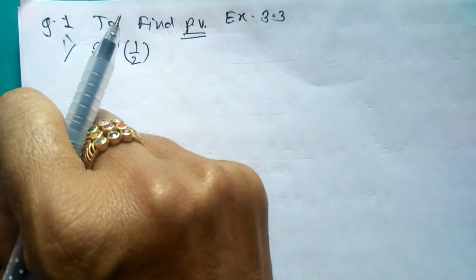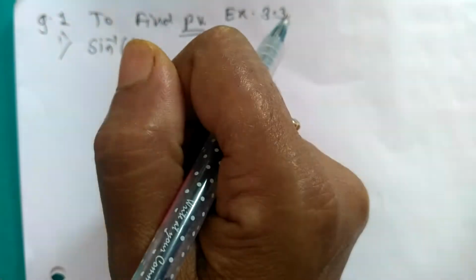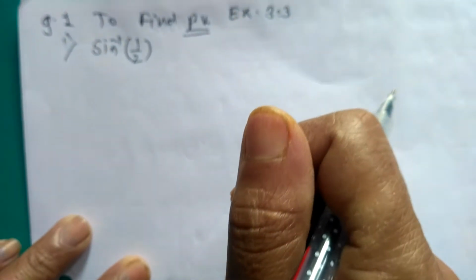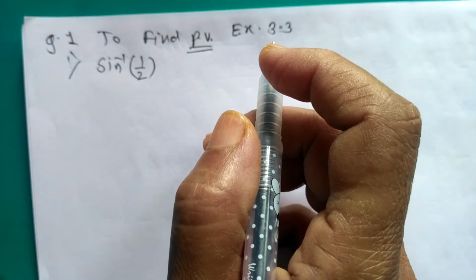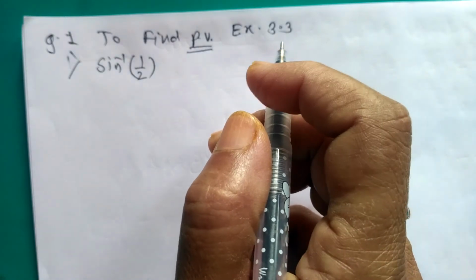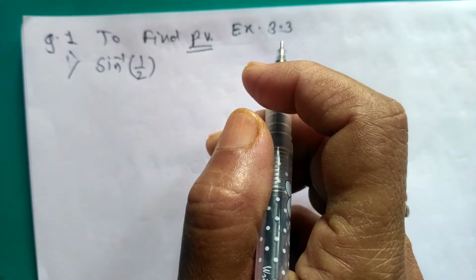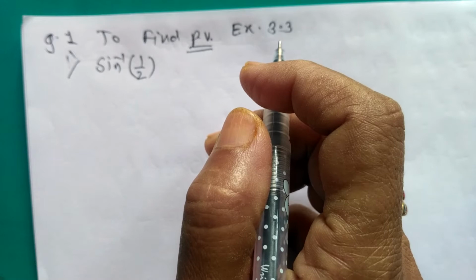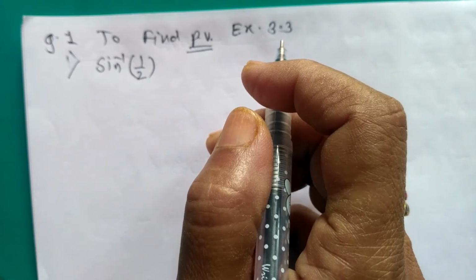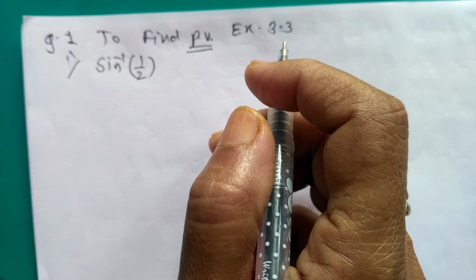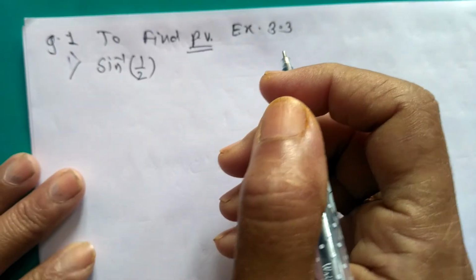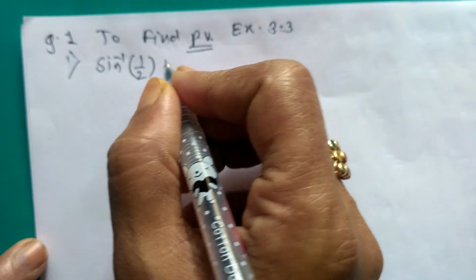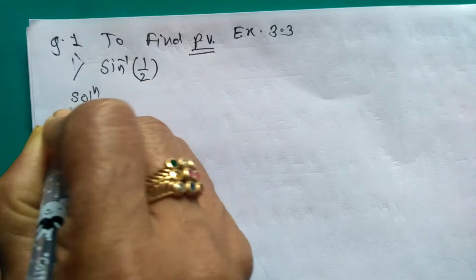According to the branch of the corresponding function, the value lies in a particular interval. For the first value we take sine inverse half. For this we decide the angle is pi by 6, as we know that sine 30 degrees is equal to 1 by 2, and by using this concept we find the corresponding principal value of sine inverse half.